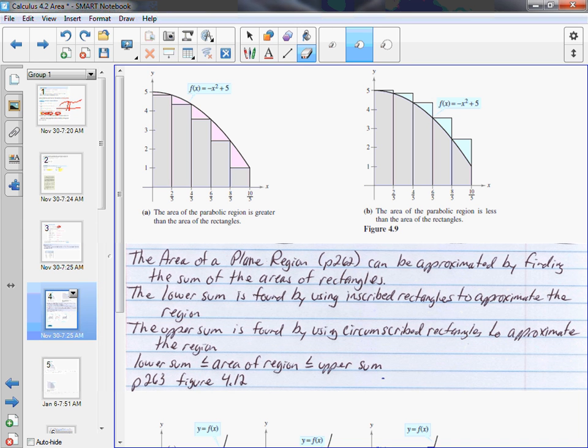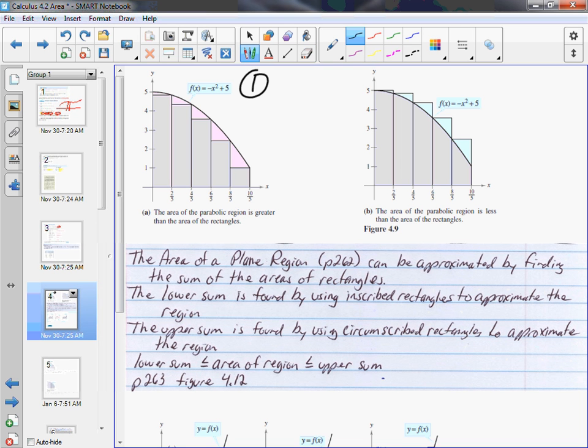Now, where we're heading with all this, like I already told you, we're going to find areas. So if you'll look on page 262 with me. The area of a plane region can be approximated by finding the sum of the areas of rectangles. So just look at the two pictures I have up here on the screen.